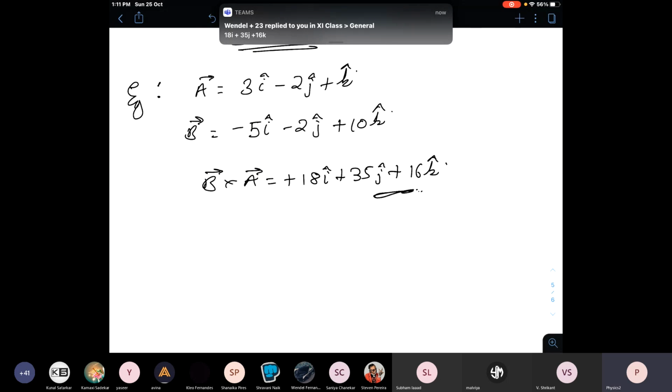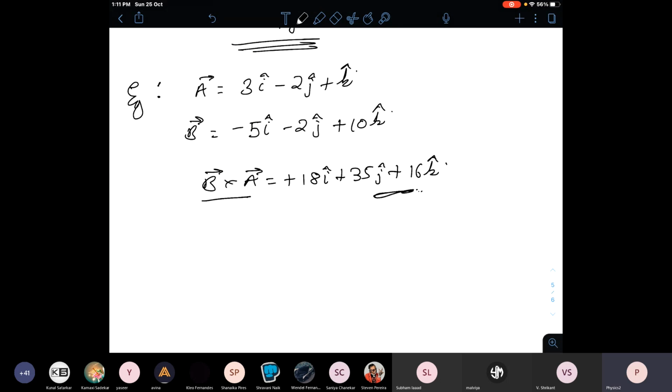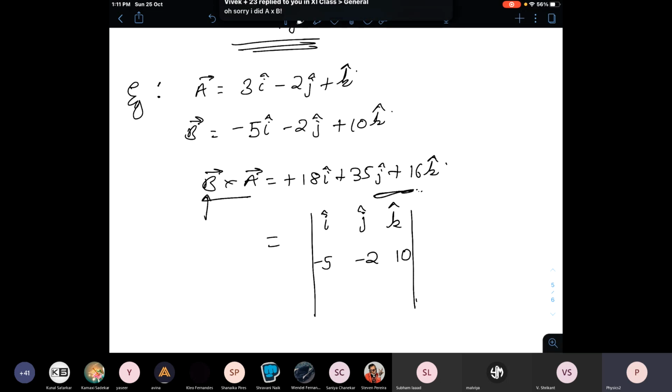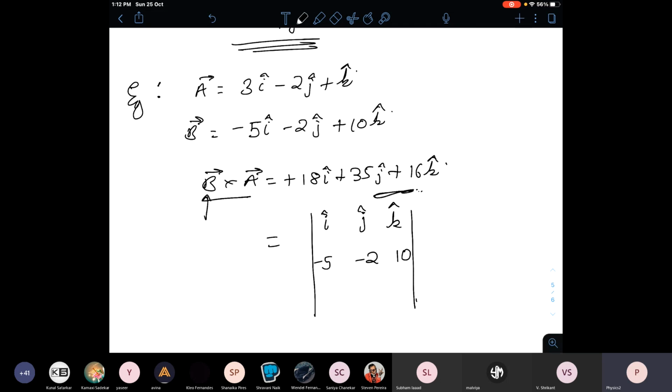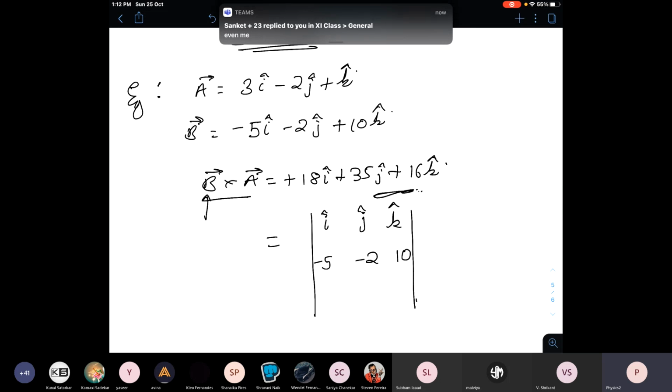Now let's see how to solve this. They wanted B cross A. So first of all, I will write i cap, j cap, and k cap in the first row. Then the first vector is B vector, so I will write the coefficients of B vector below it, that is -5, -2, and 10. So there itself you are wrong. You have to be attentive and check what they are asking and what you are calculating.